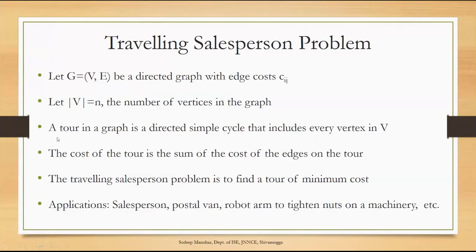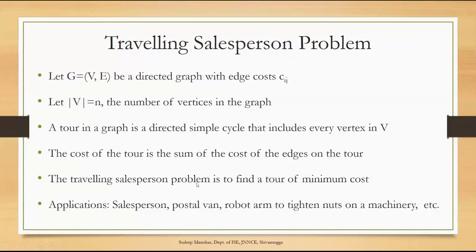A term called a tour is introduced in this problem. A tour in a graph is a directed simple cycle that includes every vertex in V. So what is a tour? A tour is a simple cycle. Cycle means it should start from one vertex, it should cover all the vertices in V, and it should end at the same vertex. We call that simple cycle a tour.